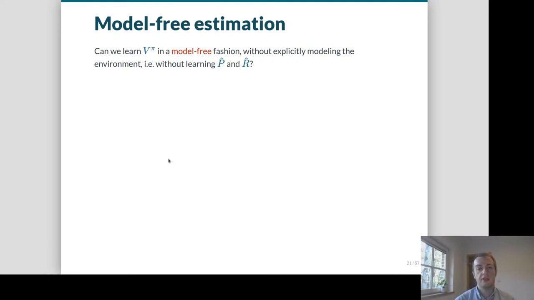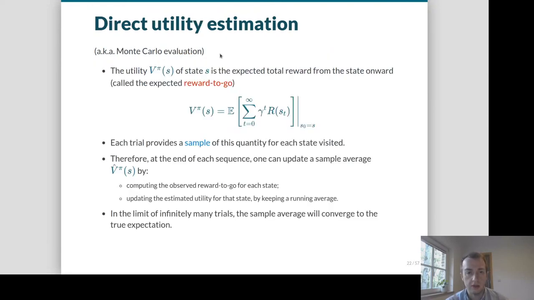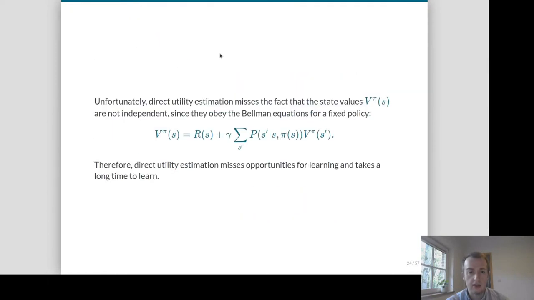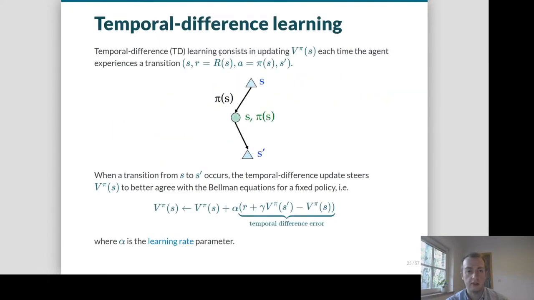Then we have seen two model-free estimation strategies that you could use to still estimate these V values for pi, but without explicitly passing by approximators for the transition models and the reward functions. You could either do that with direct utility estimation, but it's quite inefficient. The other way is temporal difference learning, TD learning, which consists in making use of every transition that the agent experiences, using the temporal difference error signal to adjust your current estimate of the V values.